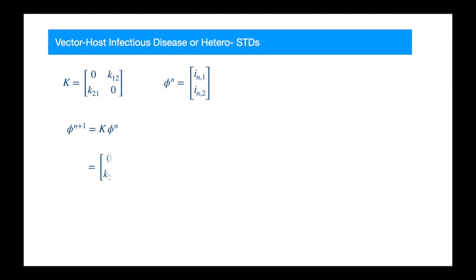Substitute for K in phi n and then multiply. So you can see the first row, which is the number of infectives of type 1 in the next generation, is equal to the number of infectives of the other type times K12, and the same goes for the second row. So the human infectives in this generation are produced by the infected mosquitoes of the previous generation, and infective mosquitoes are the ones who fed on infected humans of the previous generation. So let's quickly calculate the eigenvalue.